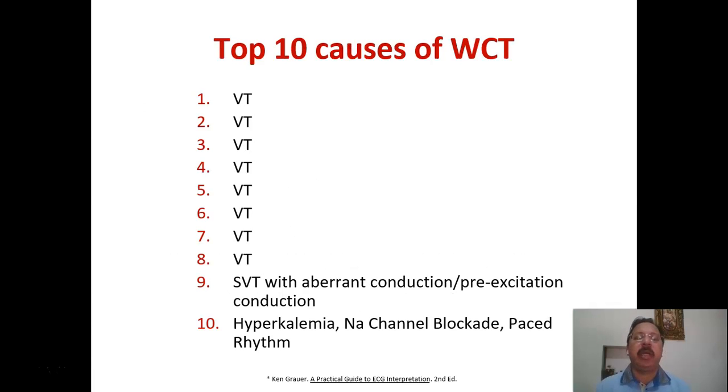But in routine clinical practice, the top 10 causes of wide complex tachycardia are ventricular tachycardia, ventricular tachycardia, and up to number 8, it's VT. And then the ninth cause is SVT with aberrant conduction or pre-excitation syndrome. And in the last, there are a few more causes of wide complex tachycardia: electrolyte disturbances, hyperkalemia, sodium channel blockade because of tricyclic antidepressant overdosage, or paced rhythms.